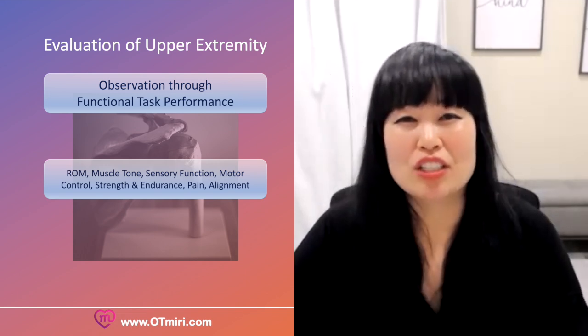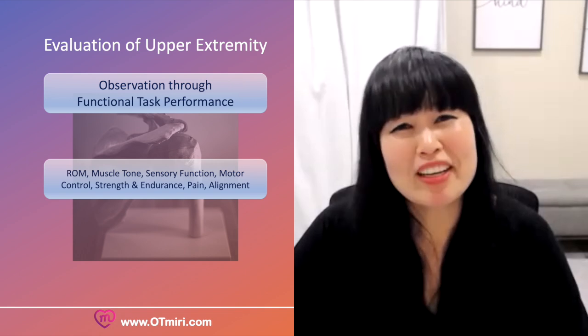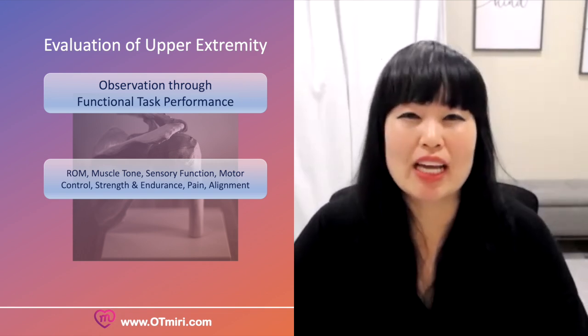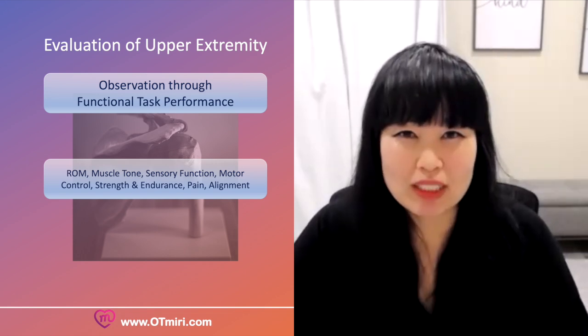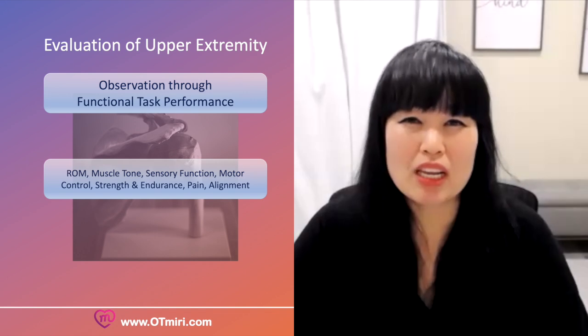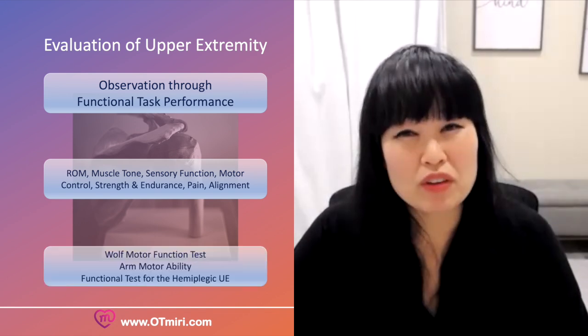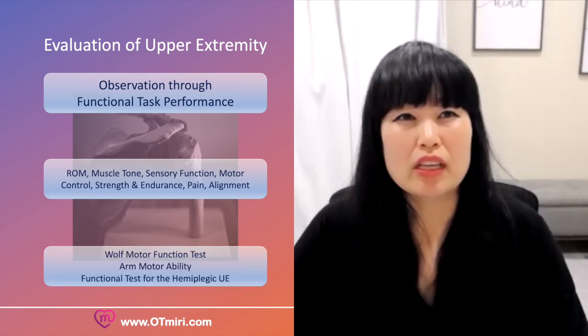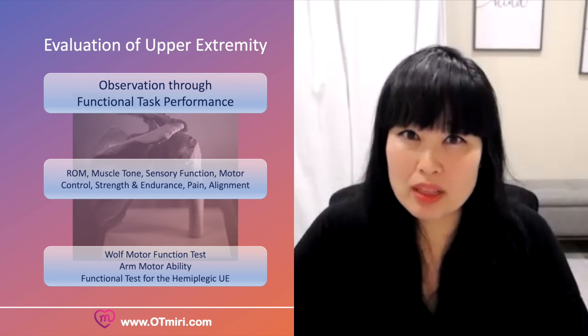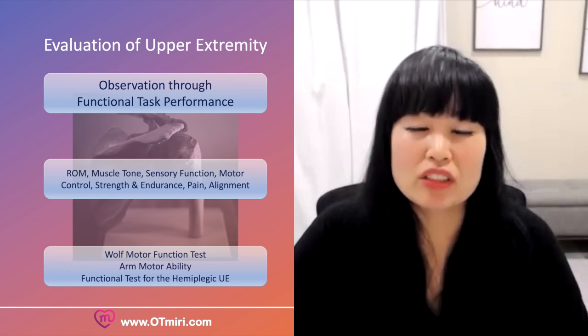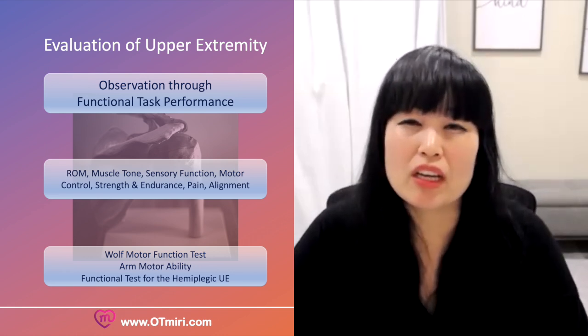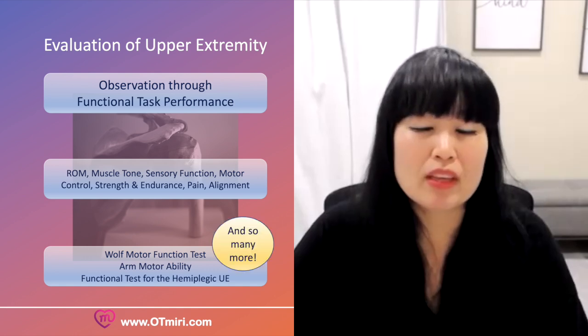We are also looking at their range of motion, muscle tone, sensory function, motor control, as well as their strength and endurance. So depending on your patient's unique factors, you might decide to administer other assessments that are specific to upper extremity, such as the Wolf Motor Function Test. There's the Arm Motor Ability Test, as well as the Functional Test for the Hemiplegic Upper Extremity, right?